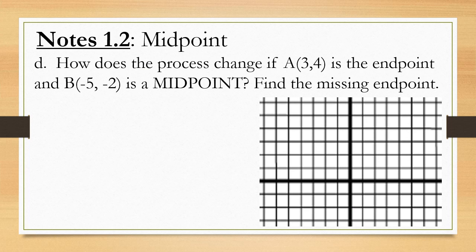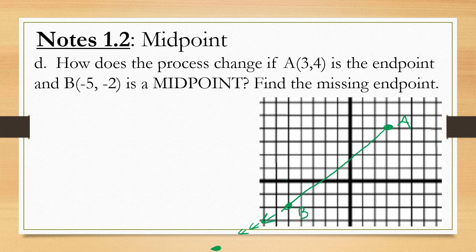Question D says, how does the process change if 3, 4 is the endpoint and -5, 2 is a midpoint? So I'm quickly going to sketch these on my graph. Here's point A, and point B is -5, 2. Now if we look at this graph, A is an endpoint, but B is actually the midpoint. So that means if this graph were to continue off the paper, there would be another endpoint way down here that would serve as my second endpoint.